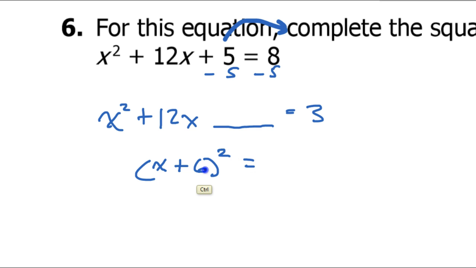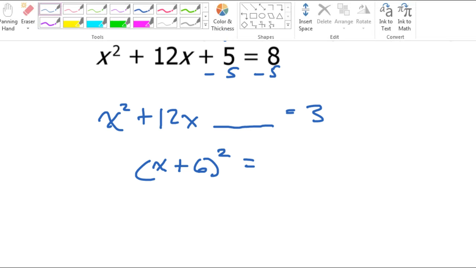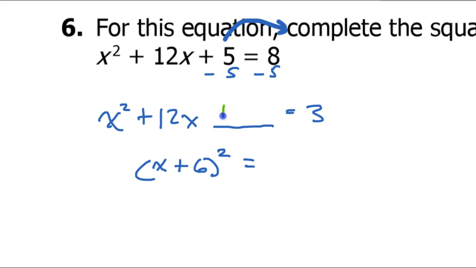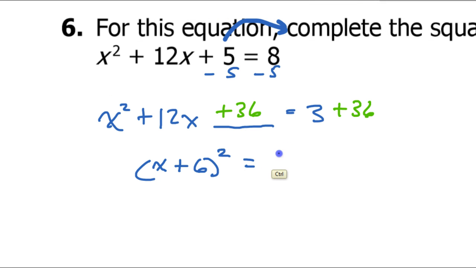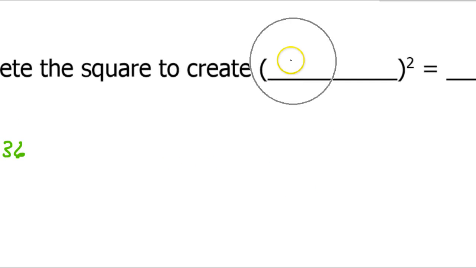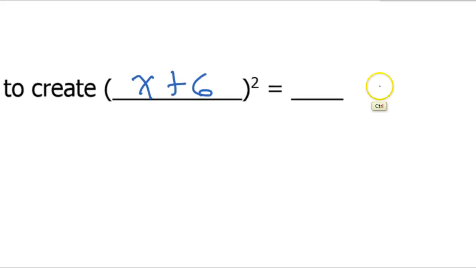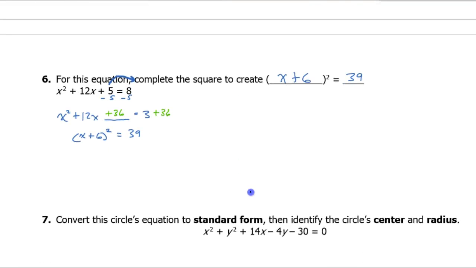Now, looking at that 6, square that. That tells me what goes in the blank to complete the square. So if I square that 6, I get 36. And that number is always positive. A common mistake is forgetting to add 36 to the other side. So please make sure you add 36 on both sides when you complete the square. So that's why I'm going to have 39 on the right-hand side. Okay, so that's it. So if I fill it in here, I've got (x + 6) squared is equal to 39. All right, so that's how you do number 6.